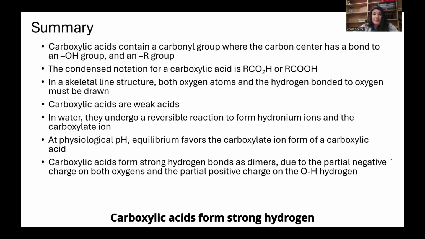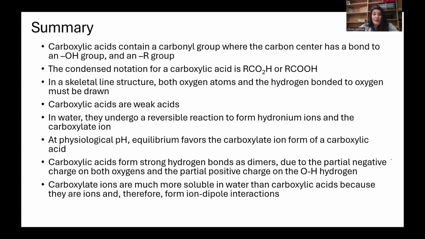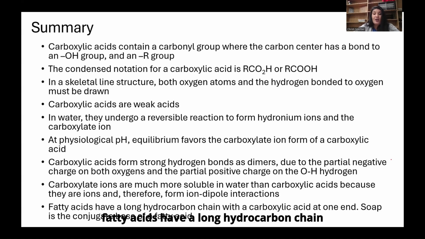Carboxylic acids form strong hydrogen bonds as dimers due to the partial negative charge on both oxygens and the partial positive charge on the OH hydrogen. Carboxylate ions are also much more soluble in water than the neutral carboxylic acids because they are ions and therefore form ion dipole interactions. And then fatty acids have a long hydrocarbon chain with a carboxylic acid at one end. Soaps are the conjugate base of a fatty acid.